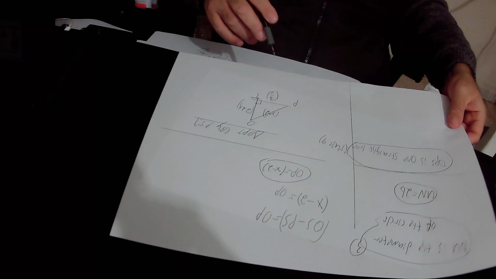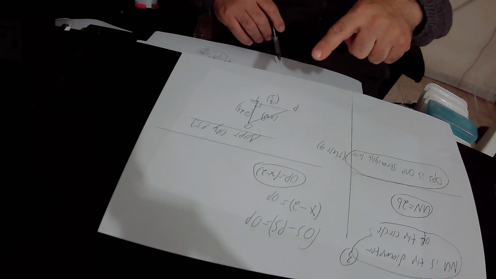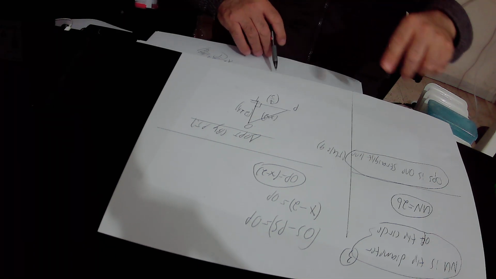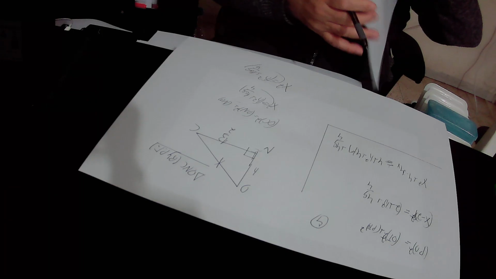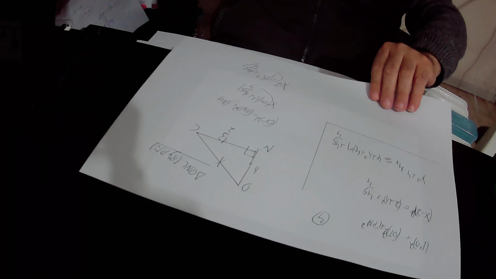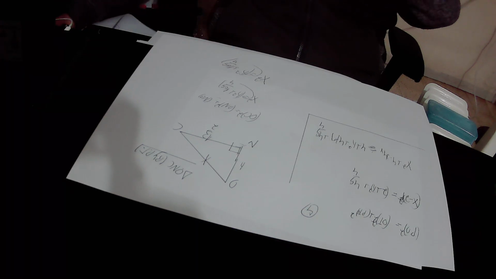So if we apply the Pythagoras theorem on this right triangle OPT, according to the Pythagoras theorem, PO square equals PT square plus OT square. Repeat again. PO square equals OT square plus PT square. PO is x minus 2, therefore PO square is (x minus 2) square.